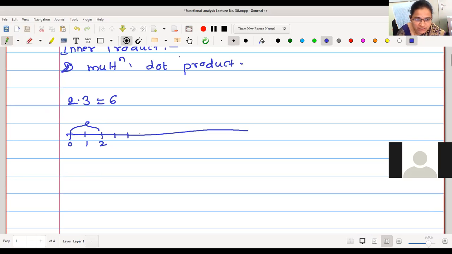Therefore, here let me just mark those points. This is 4, 5. Here it is 3, 4, 5 and 6. Therefore, this is a 2 unit distance. Once I have taken it, let me take it twice and let it be thrice.